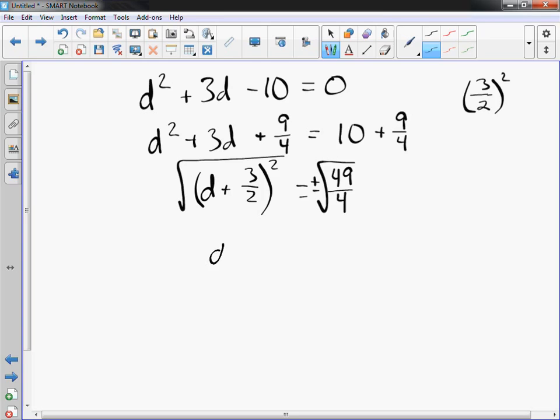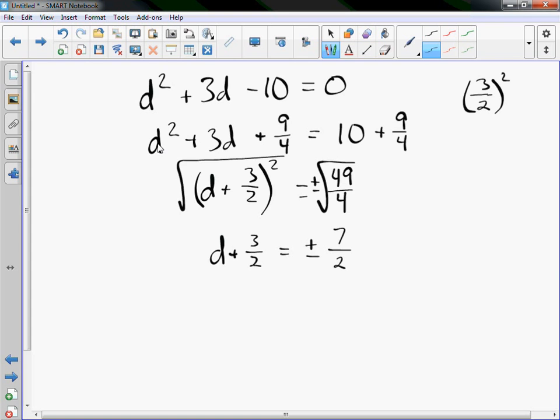So this square root and the square cancel each other out in a manner of speaking. And then over here, evaluate the square root. Well, evaluating the square root of a fraction, you take the square root of the numerator and the square root of the denominator. So the square root of 49 is 7. Square root of 4 is 2. So you have plus or minus 7/2.